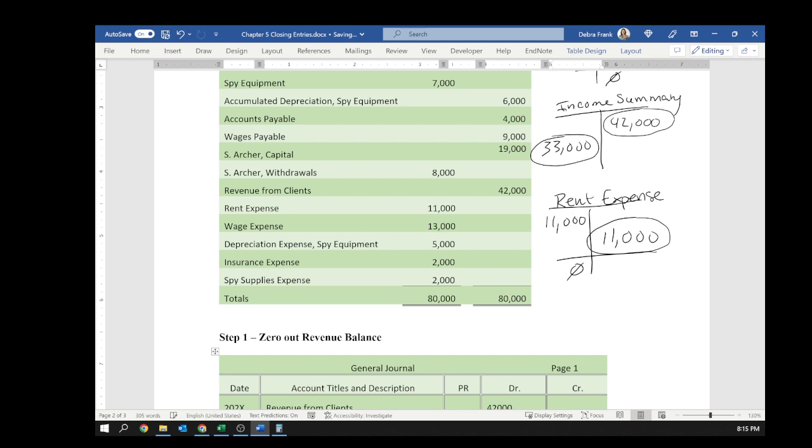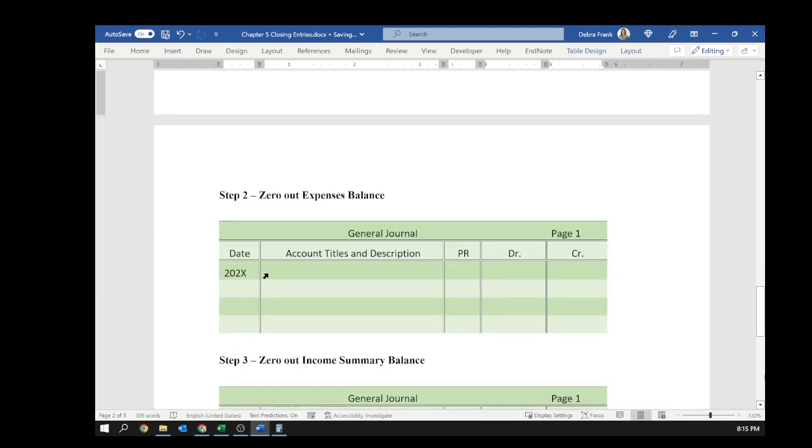All right, so we'll have all these credits to all these expenses, and then one debit to income summary for 33,000. So we know our debit now. So let's record that, because we always record debits first. So let's record income summary. And I can see here that I need more spaces on my general journal. So I'm going to press pause and make those spaces for us.